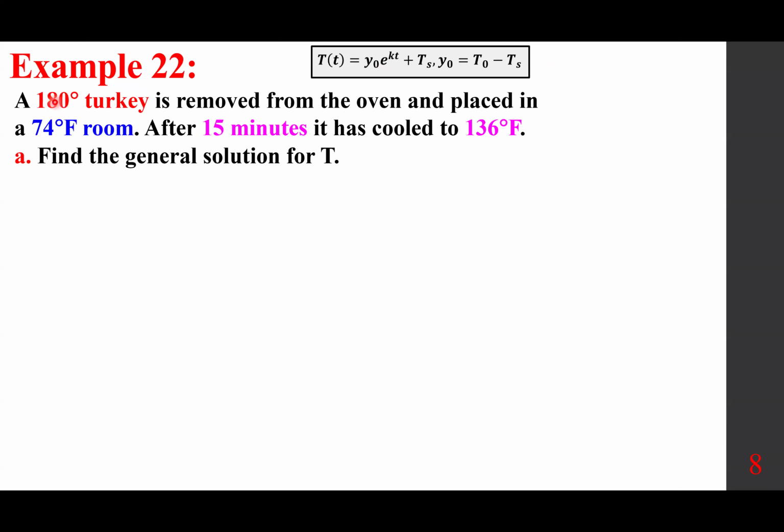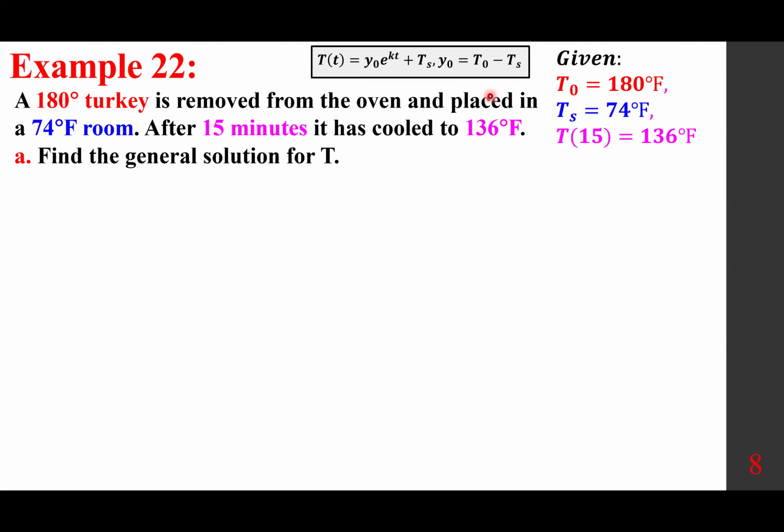This is the initial value, T sub 0. Capital T sub 0 represents the temperature, which is 180 degrees. The room temperature is the surrounding temperature, T sub s. And then after 15 minutes, capital T of 15, where lowercase t is 15, we have 136 degrees Fahrenheit. So this is the given information.